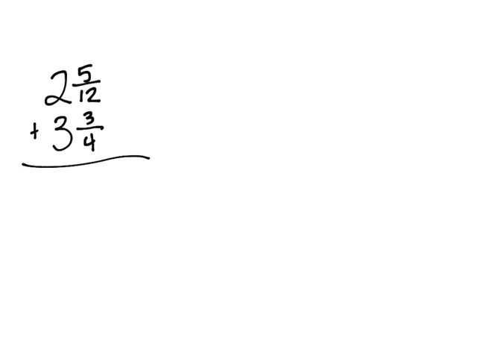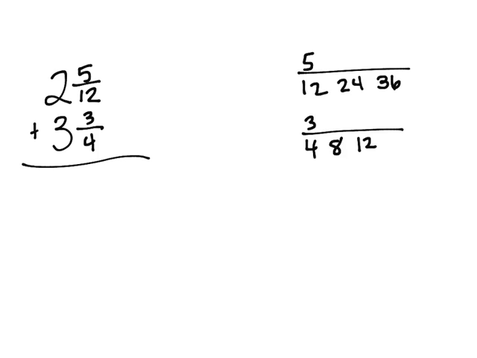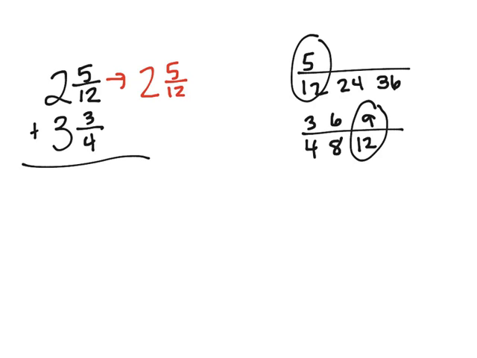Okay, the first thing we had to do was find that common denominator. So I'm going to do 5/12 and 3/4. So 12, 24, 36. Let's do some of my 4's. 4, 8, 12. There we go. That 12 will be my common denominator. So that's 3, 6, 9. So I've got 2 5/12. That stays 2 5/12. And that is going to be 3 9/12.